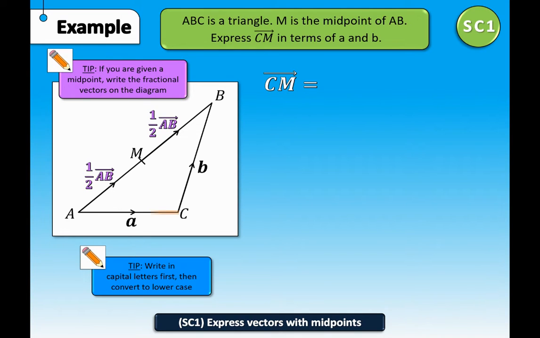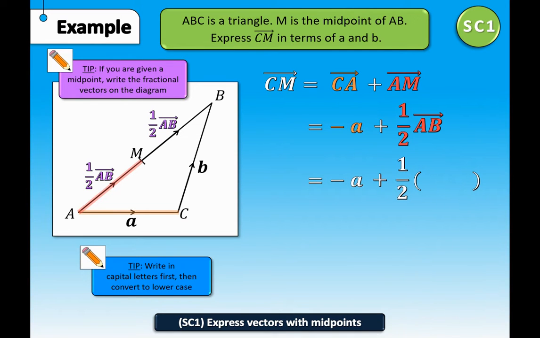So to get from C to M, we need to go from C to A, and then from A to M. So C to A is minus a, because we're going against the arrow, and A to M is 1/2 of A to B. So we need to work out what A to B is. To go from A to B, we can go from A to C and then from C to B. So that would be a plus b.